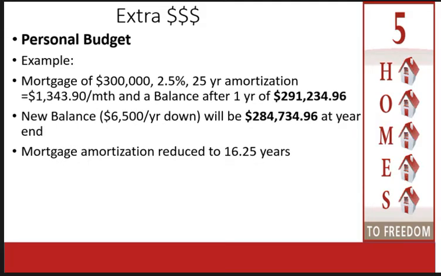So our original mortgage balance was $291,234. Our new mortgage balance at year one has dropped to $284,000. Now that's a $6,500 savings. Over the course of the life of that mortgage, we've just shortened it down to 16.25 years. That is a phenomenal amount of time. That's just simply by taking a look at your budget to see how you can create some extra dollars.